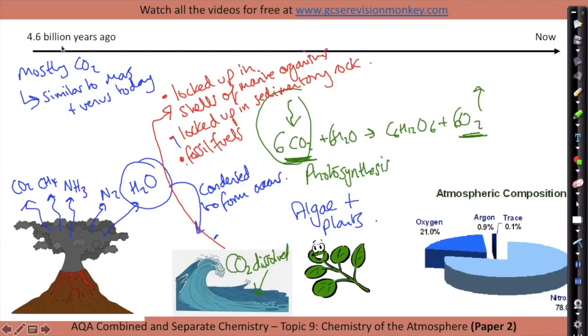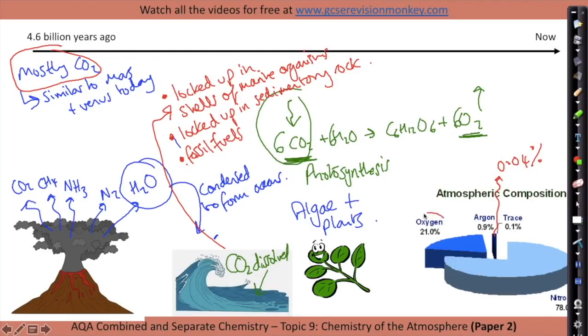So gradually we've gone from a situation where our atmosphere was mostly carbon dioxide, but where it's dissolved in the ocean and got locked up in things such as rocks and shells and taken in by plants for photosynthesis, and gradually the carbon dioxide levels have decreased. So now in our atmosphere, carbon dioxide is actually a trace gas. There's only approximately 0.04% of carbon dioxide in our atmosphere.